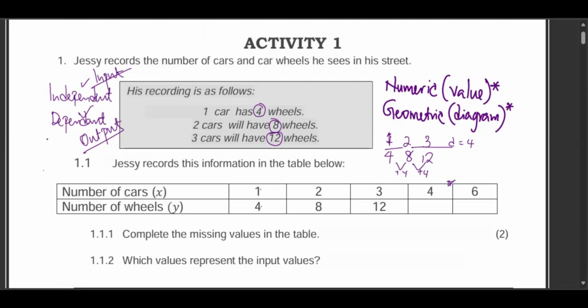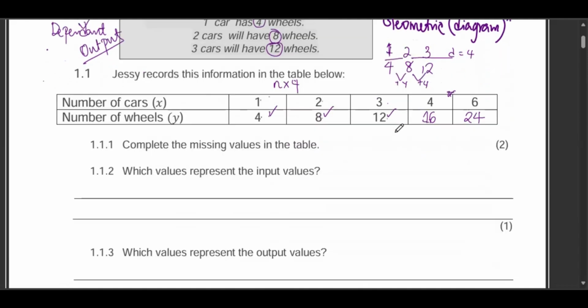So if I need the value here, it will be 4 times 4, which is 16. And here, 6 times 4 becomes 24. Looking at it, the position is multiplied by 4. 1 times 4 is 4, 2 times 4 is 8, 3 times 4 is 12. That means the next one is going to be 4 times 4. So we're done with the missing values in the table. Let's go to the next question.